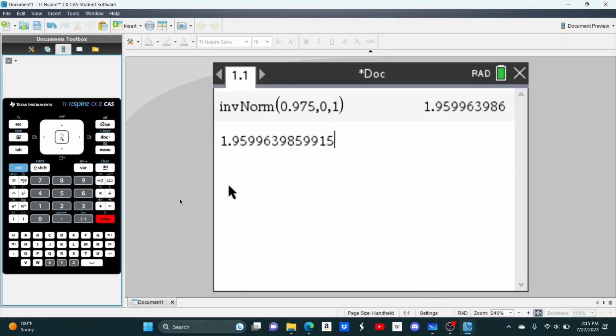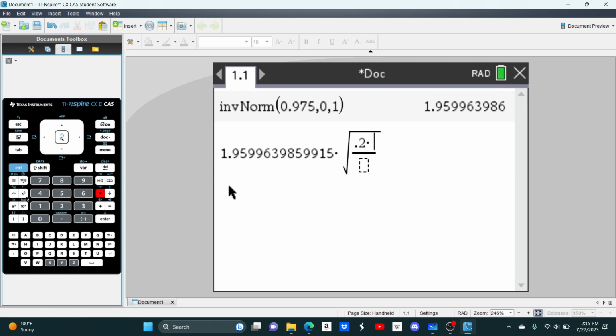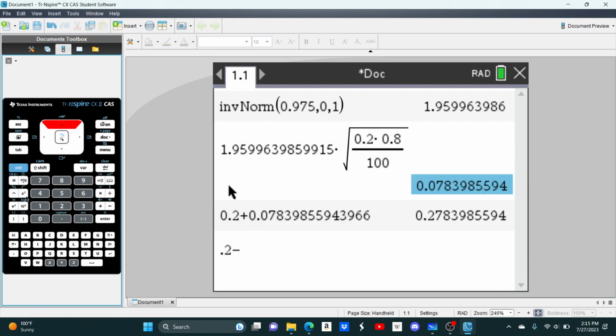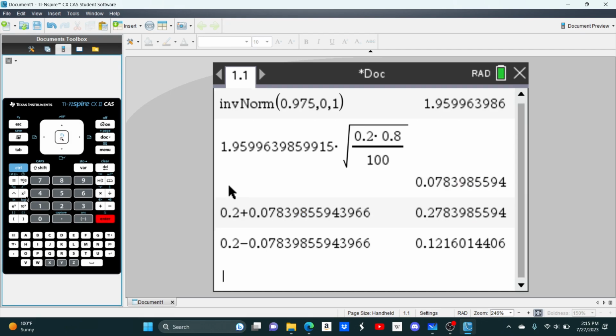So if I take that, multiply by the square root of 0.2 times 0.8 divided by 100, and then add that to 0.2 for our high end and subtract it from 0.2 for our low end, it looks like the true proportion of students in the school that are taking statistics is between 12% and 28%, approximately. Okay, so that's pretty straightforward.